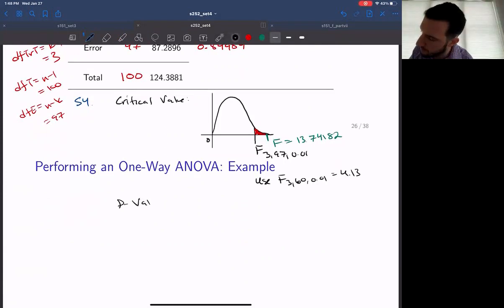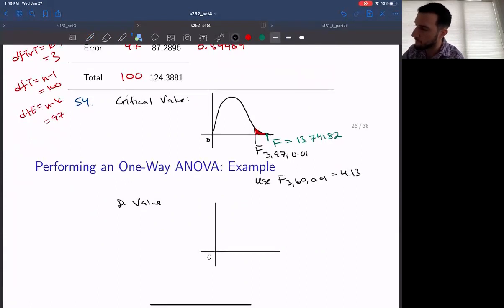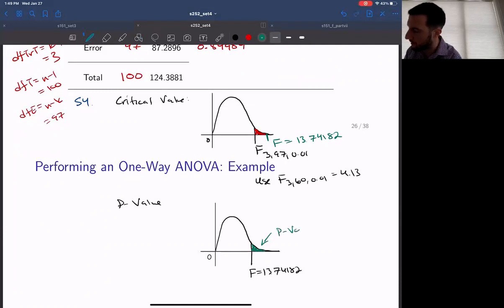Okay. Now, if we took the p-value approach, okay, so this is going to be F equals 13.74182. This part here is going to be the p-value. So the p-value is equal to the probability F is greater than 13.74182.